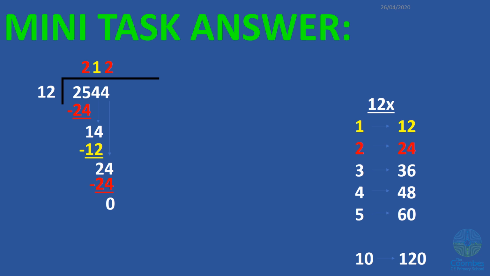Then I'll drop down my last digit from the dividend and read this as 24, and then ask myself the same question: how many lots of 12 are in 24? If I go to my times table again, 2 lots of 12 make 24, so I'll come and take away the 24 from the 24, and nothing remains. So my answer is actually 212.